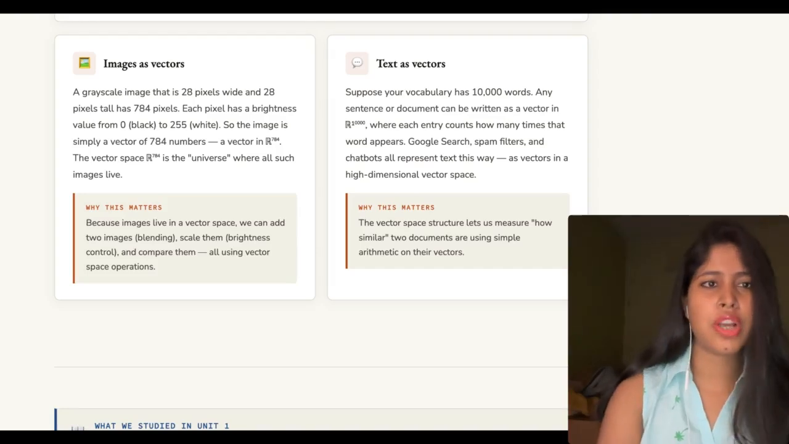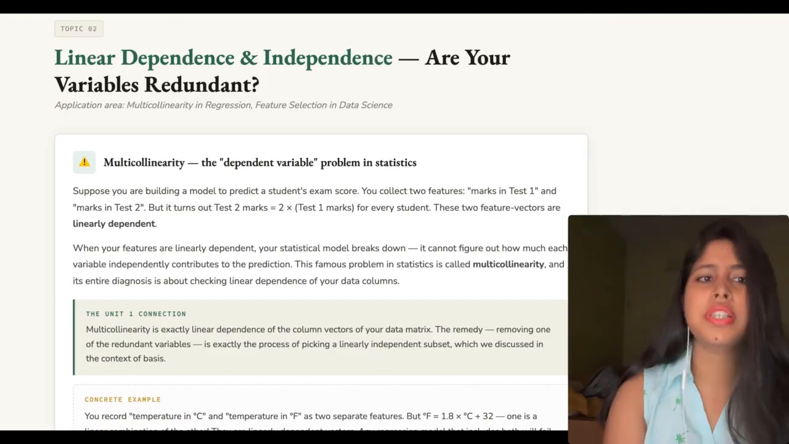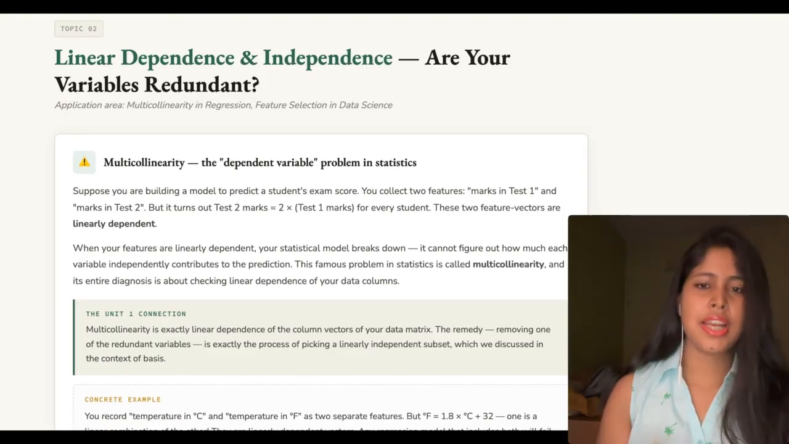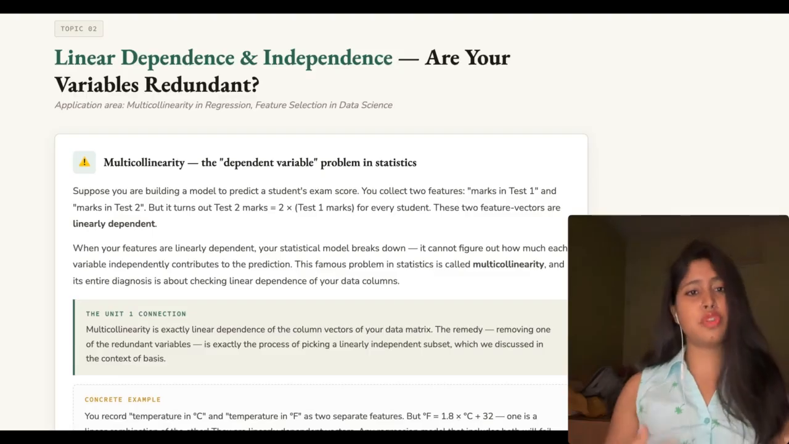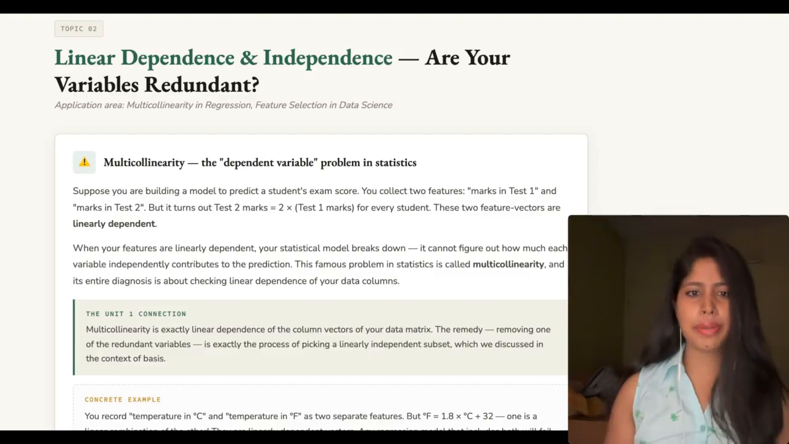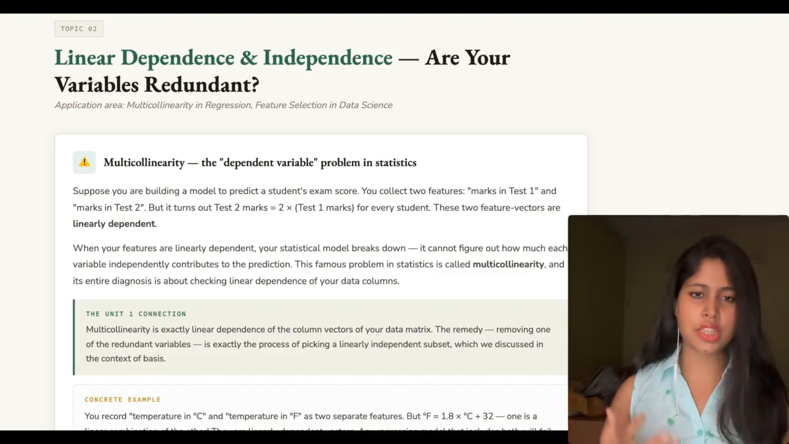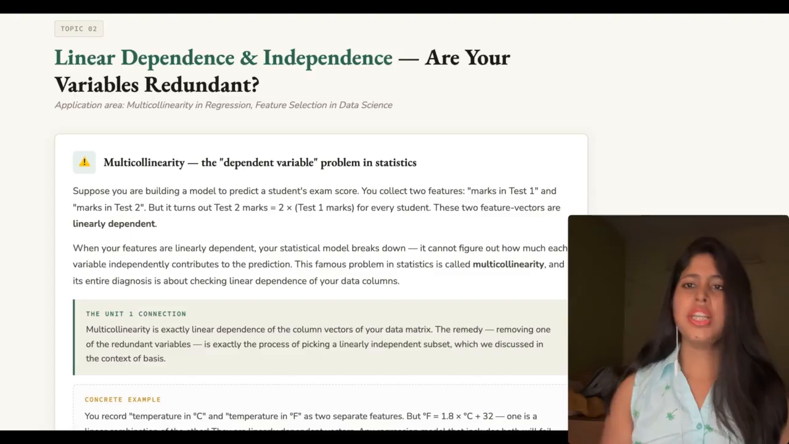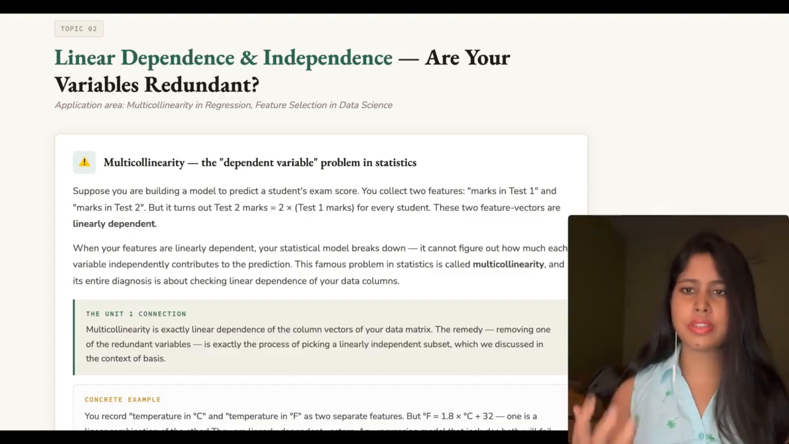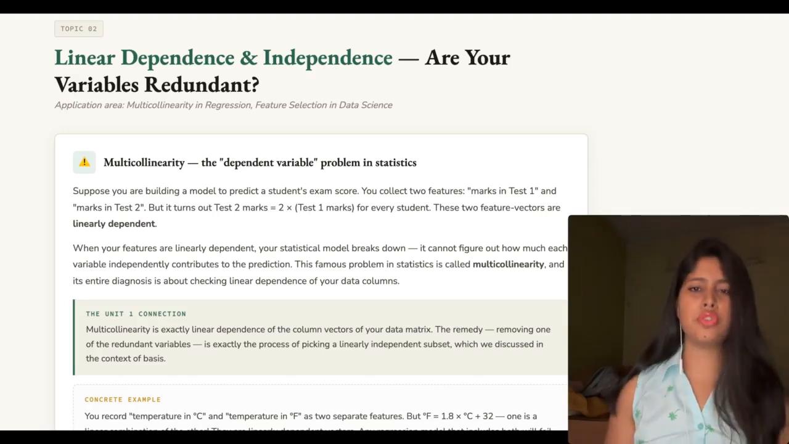Okay, now coming to the next topic. Topic number two is linear dependence and independence. Here, you need to understand if your variables are redundant or not. We have talked a lot about linear dependence and independence, right? For linear dependence, the variables will be redundant, and for independent, the variables will not be redundant. Now, moving on to this very practically important topic of Unit 1.